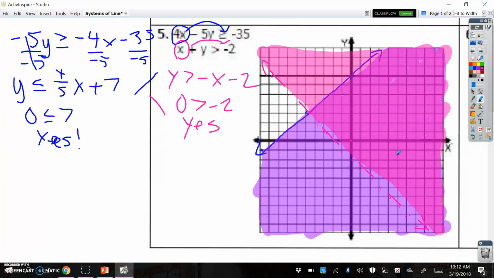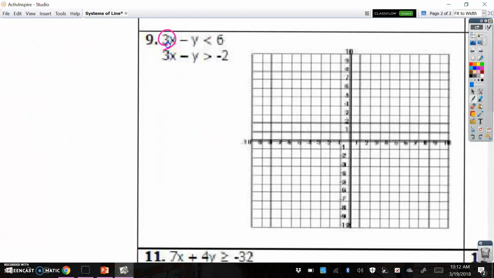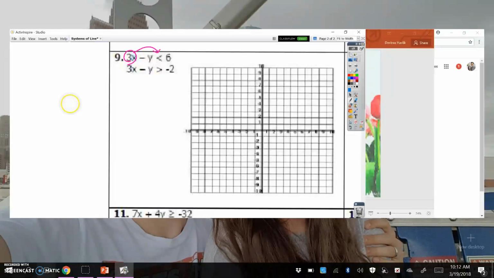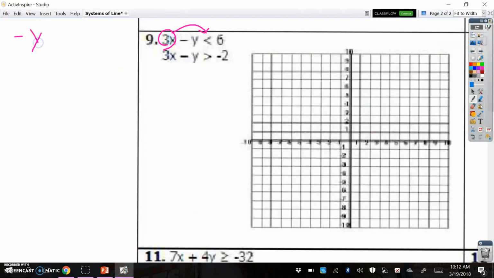All right, flip your paper over. Look at number 9. We need to move that 3x over. So we have a negative y less than negative 3x plus 6. Divide them all by that negative 1. So we have y, we divided by negative, so the sign flips. Negative 3 divided by negative 1 is a positive 3. 6 divided by negative 1 is a negative 6. So we started our y-intercept, negative 6.